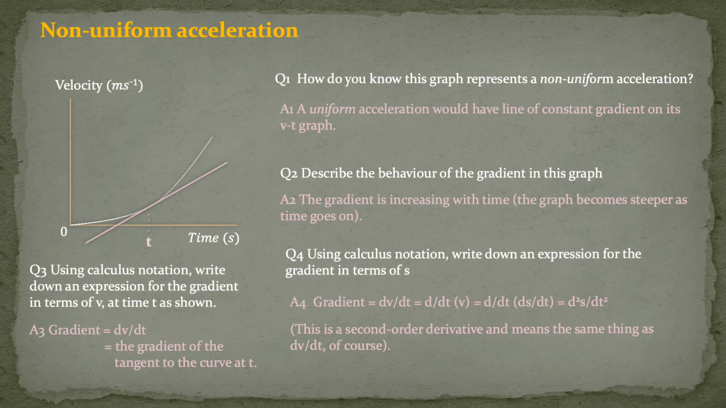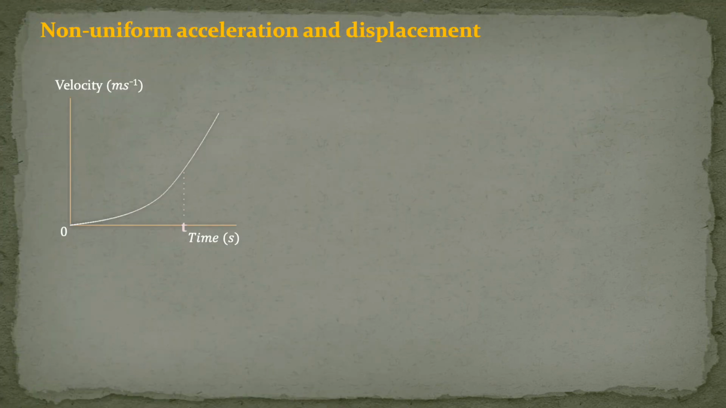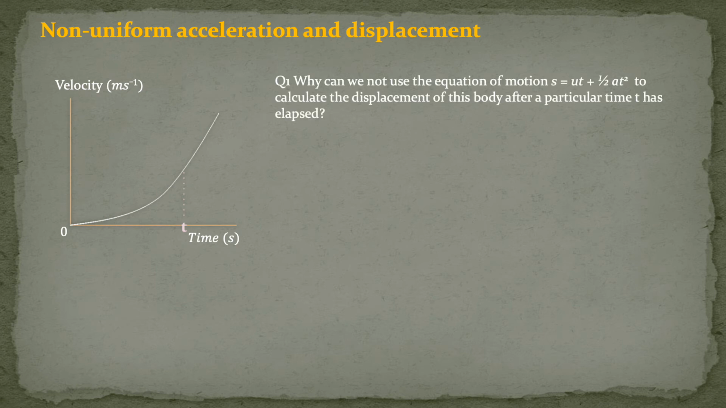We're now going to consider a non-uniform acceleration and how to find the displacement of the body undergoing the non-uniform acceleration. So our graph is as before. As you can see, the velocity is increasing as time goes on, but in a non-uniform way. Well, question 1 is, why can we not use the standard equation of motion, s equals ut plus a half at squared, to calculate the displacement of this body after some time t has elapsed?